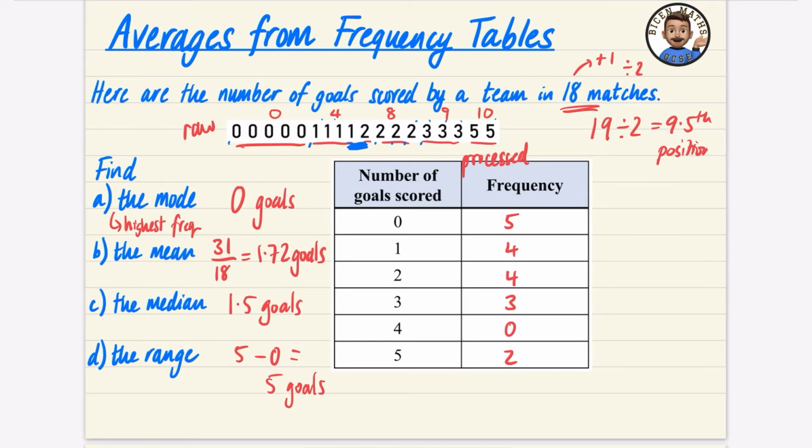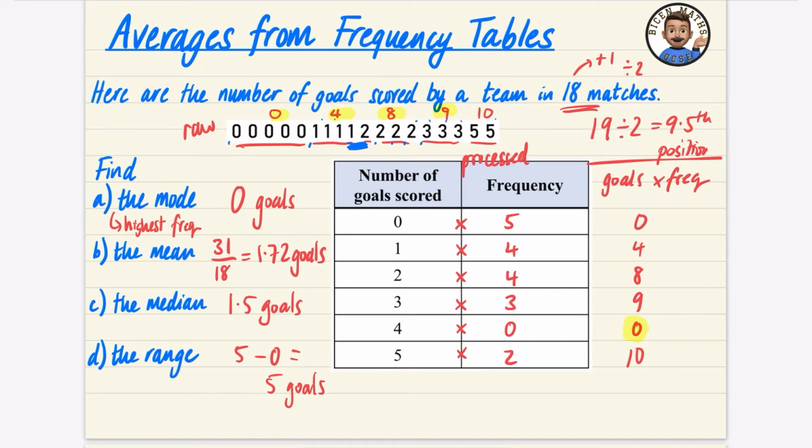So we said that these 5 zeros added up to a 0, and that these 4 1s added up to a 4, and these 4 2s added up to an 8. What we were actually doing there is multiplying the number of goals by the frequency to find out how many goals were being scored in each of those sections. So you might like to add another column in, and you can say that it's the goals multiplied by the frequency. So we get 0, 4, 8, 9, 0, and 10. You can see the equivalence of those numbers, 0, 4, 8, 9. There's a 0 because there were no 4s scored, and then that 10 that we have at the end.